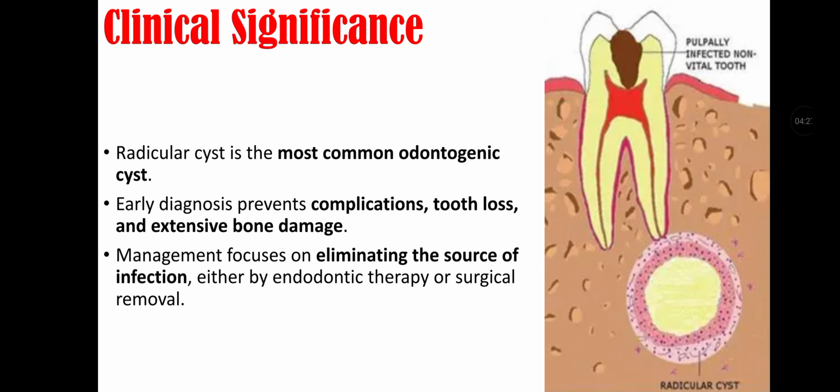Clinical significance: Radicular cyst is the most common odontogenic cyst. Early diagnosis prevents complications, tooth loss, and extensive bone damage. Management focuses on eliminating the source of infection either by endodontic therapy or surgical removal.